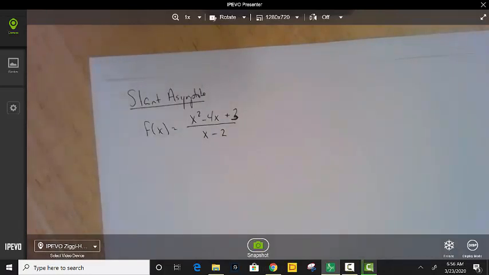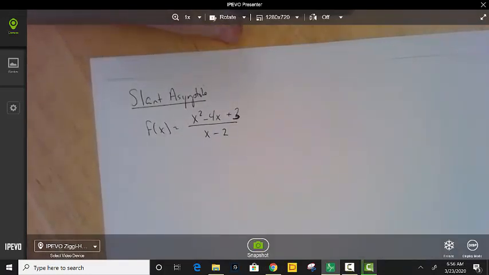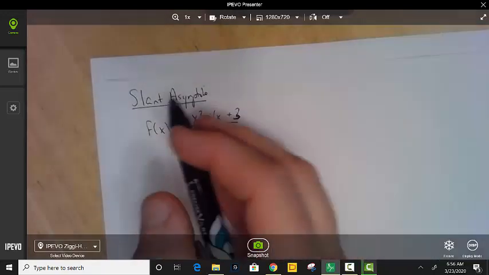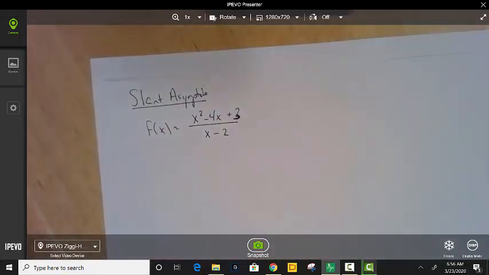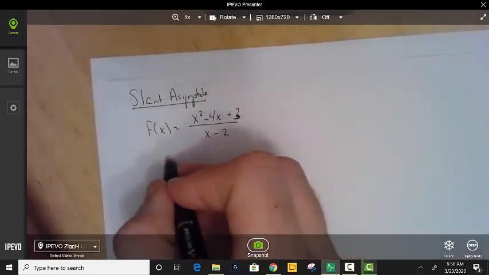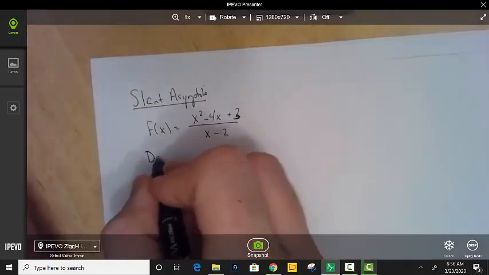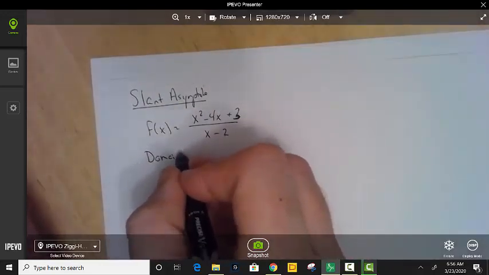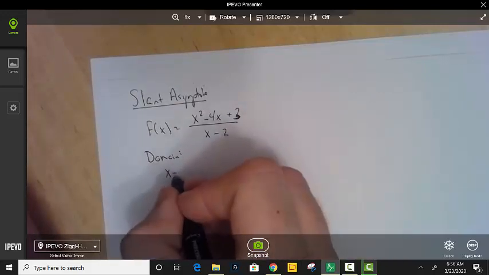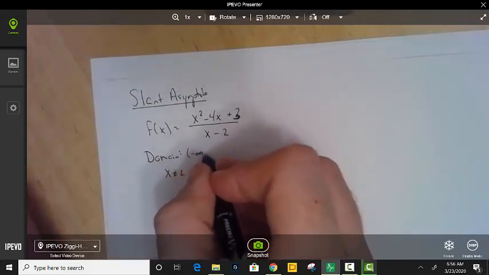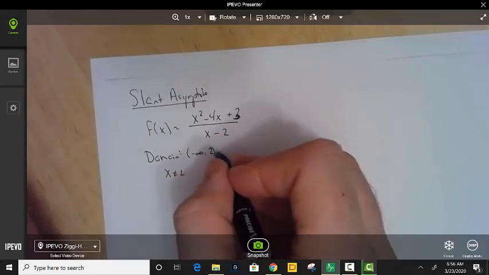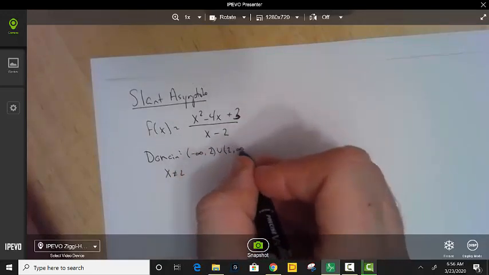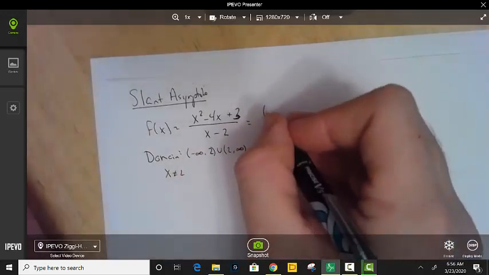Alright, guys, for this next example, f of x equals (x squared minus 4x plus 3) over (x minus 2). This is going to be an example that covers what happens when we have a slant asymptote. So just run through the same process, guys. To find the domain, we see that x cannot equal 2. So the domain is going to be negative infinity to 2, 2 to infinity.